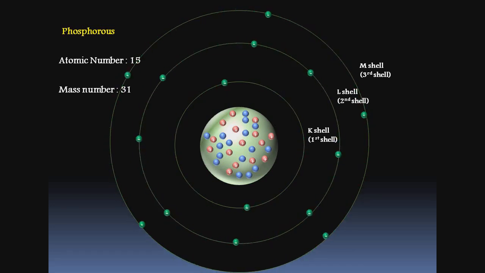The valency is 8 minus number of valence electrons, because 5 is greater than 4. So valency is 8 minus 5. 8 minus 5 is 3. Hence phosphorus has a valency of 3.